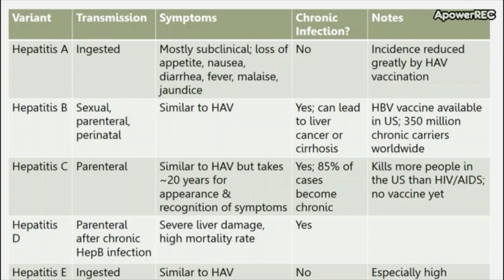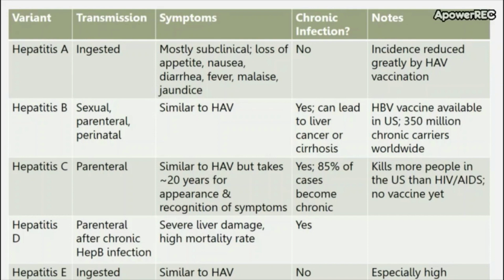Hepatitis C is transmitted through the parenteral route. Similar to HIV, but it takes about 20 years for appearance and recognition of symptoms. And it is a chronic infection. About 85% of cases become chronic, and it kills more people in the US than HIV/AIDS, and there's no vaccine for hepatitis C. It exhibits a rapid antigenic variation that has made vaccine development unsuccessful up until this point.